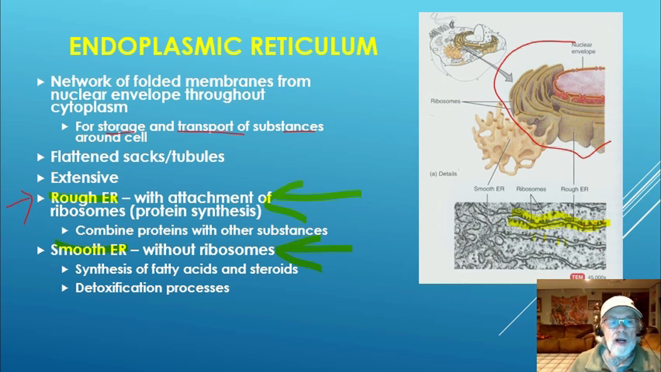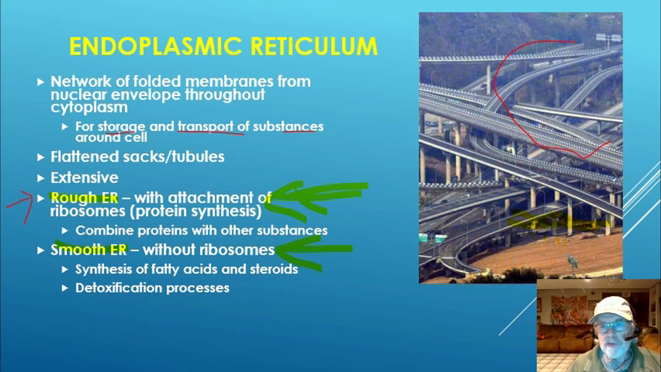Okay, synthesis of fatty acids and steroids can be done in the smooth endoplasmic reticulum, as well as some detoxification processes, but a lot of the endoplasmic reticulum is basically going to be rough endoplasmic reticulum, okay? And so they're like a highway throughout the cell where they connect things to be able to transport materials and stuff like that throughout the cell through this endoplasmic reticulum.